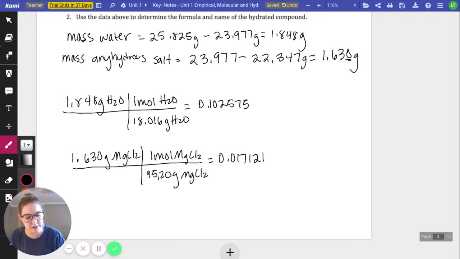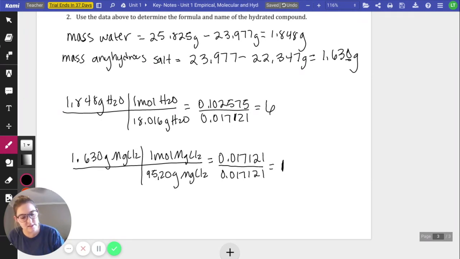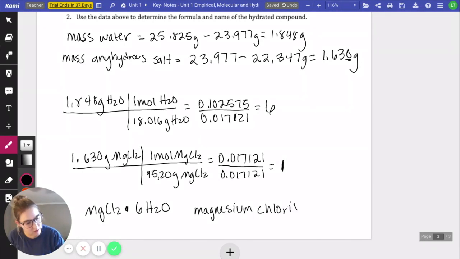So we got percent to grams, grams to moles. Now we need to divide by the smallest. So that's our smallest number. And here I got 1 and I got 6. So that means for every 1 magnesium chloride, there are 6 waters. So our formula would be MgCl2 dot 6H2O. And our name would be magnesium chloride hexahydrate, because we have 6 waters.